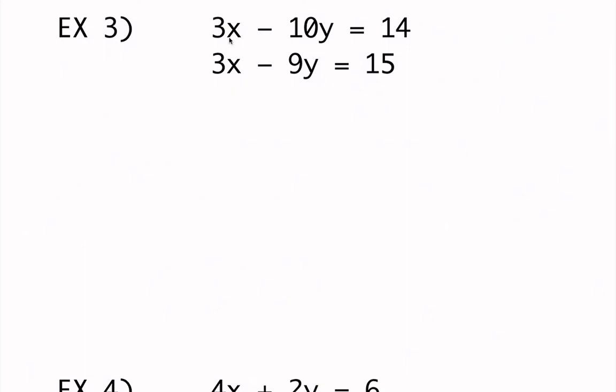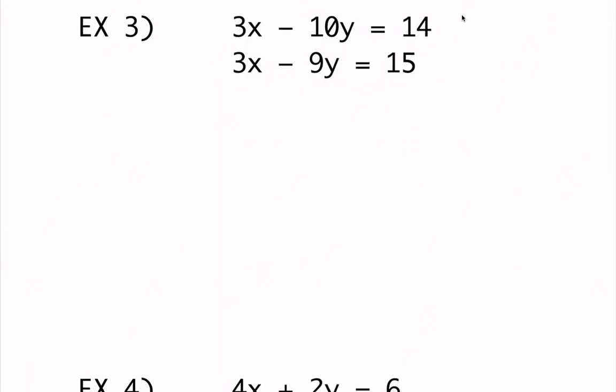So everything's lined up, so I compare. I have 3 and 3 for x's, negative 10 and negative 9 for y's. Since these have the same number, I'm going to work with these guys. Since they're both positive, I need to make sure I turn this one negative, so I do it to the entire bottom. Change this to a positive, change that to a negative.